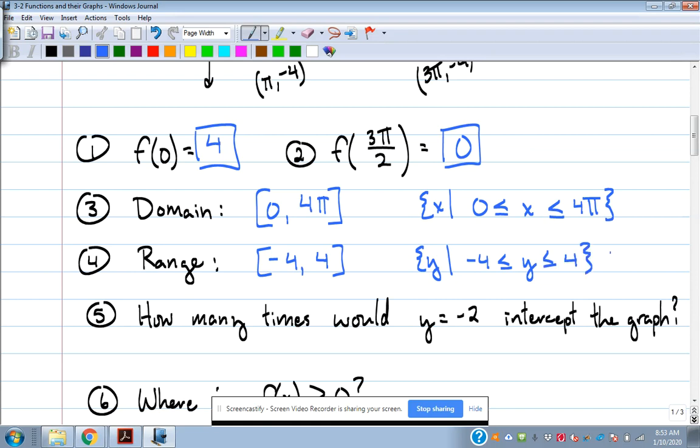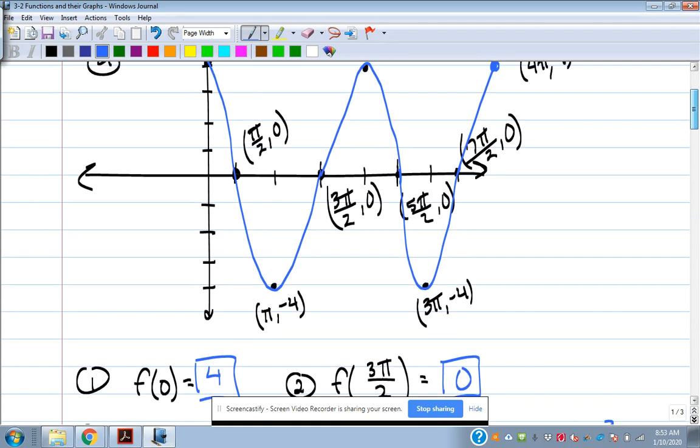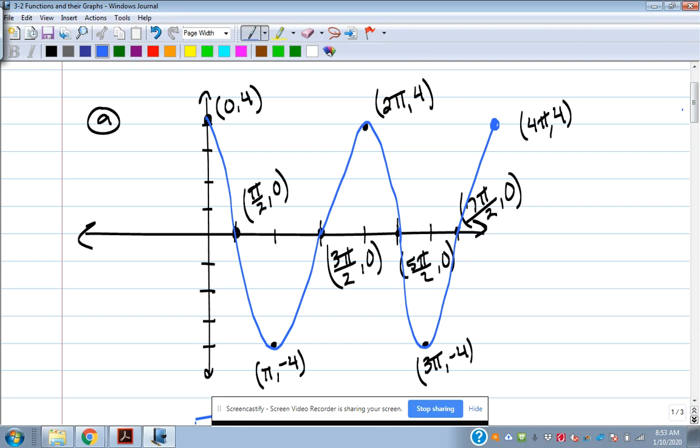Wait, so why does it start with -4 instead of regular 4? The regular 4 is earlier. But it's earlier left to right. When you read range, you want to read bottom to top. Oh, okay. So math's a little different than English.